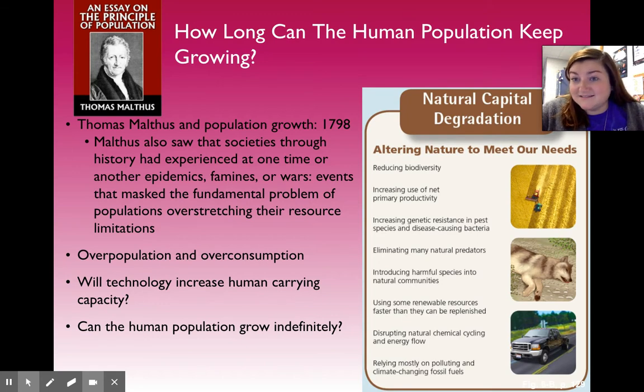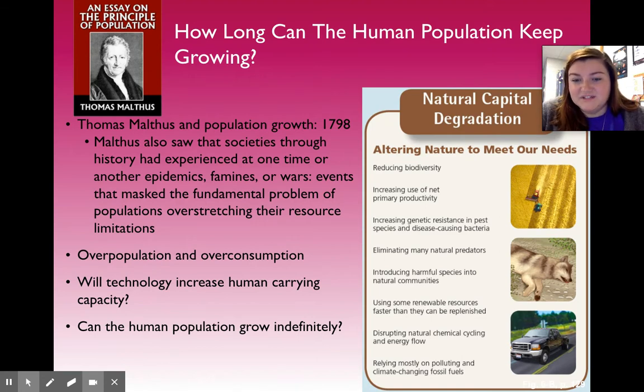Fun fact, the domesticated cat has already caused the extinction of more than 30, I think it's 32, different species of birds and small animals. Because cats are not native to the U.S. And so we get them and then we let them hang out outside, and now things are going extinct because of it. We're using even renewable resources faster than they can be replenished.